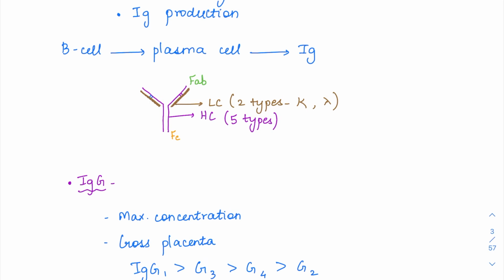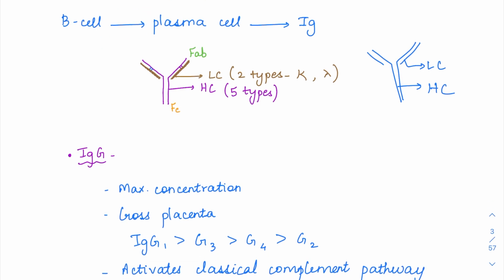So the structure of an immunoglobulin is going to be like this. This part is called the light chain, while this center part is called the heavy chain. Based on the light chain and heavy chain, we have two subtypes. The light chain is going to be either a kappa light chain or a lambda light chain, while the heavy chain is going to be either alpha, delta, mu, gamma or epsilon. So based on that, we have IgG, IgA, IgM, IgD and IgE.